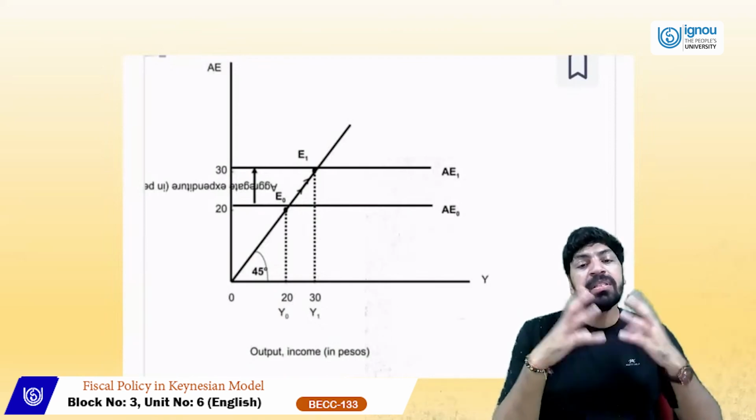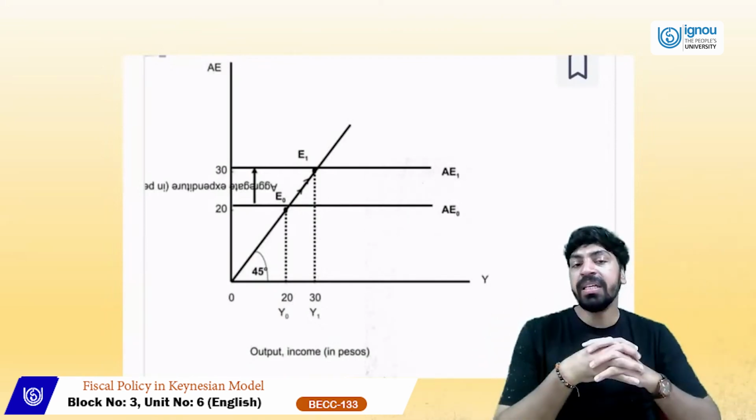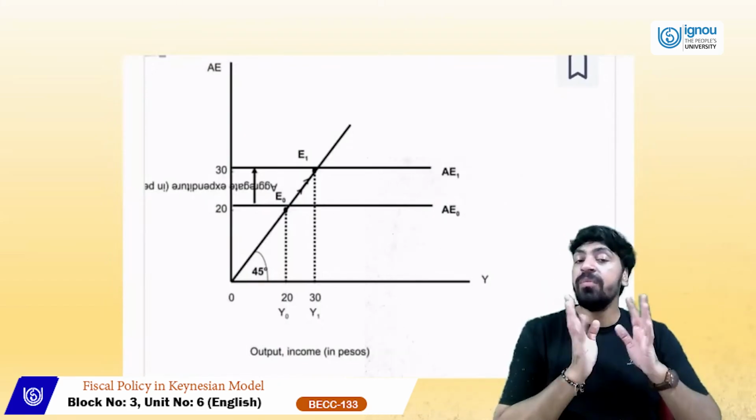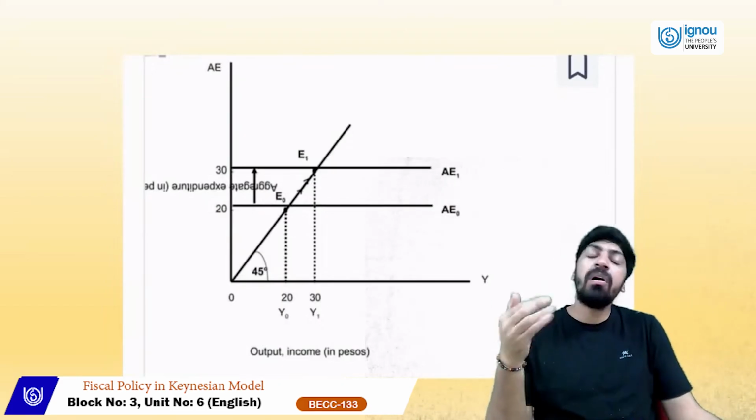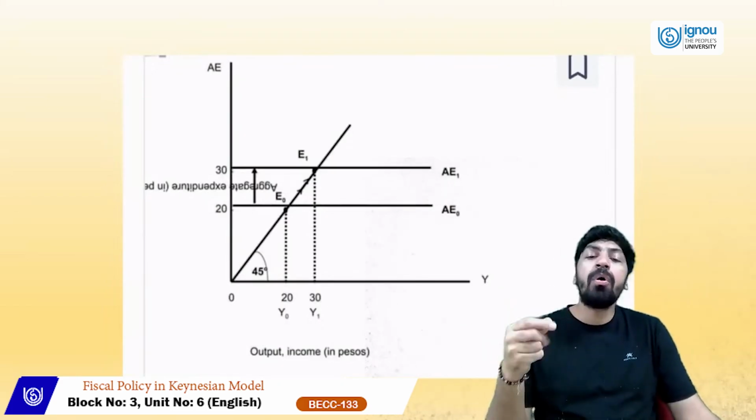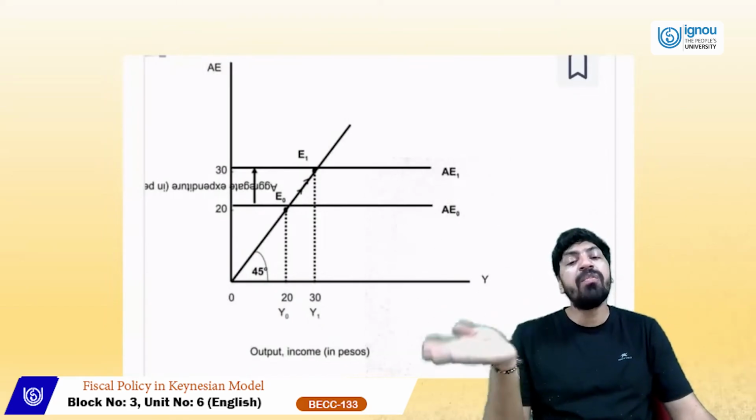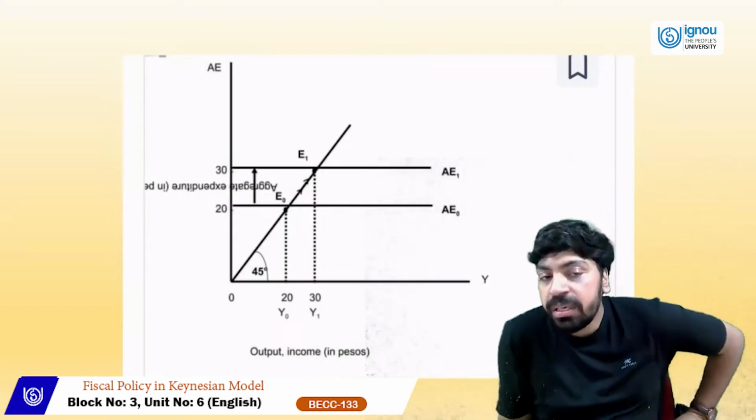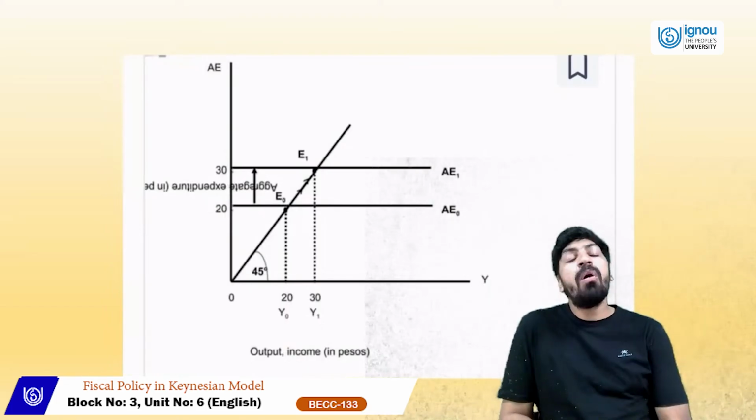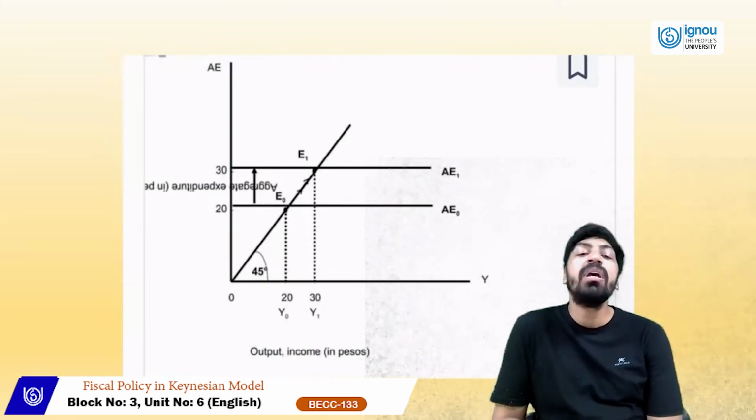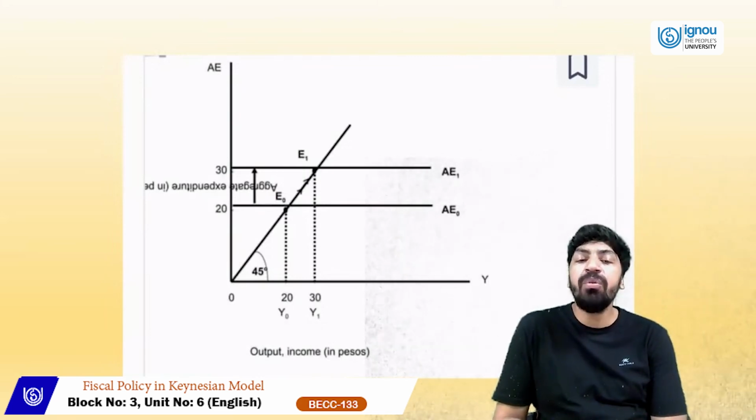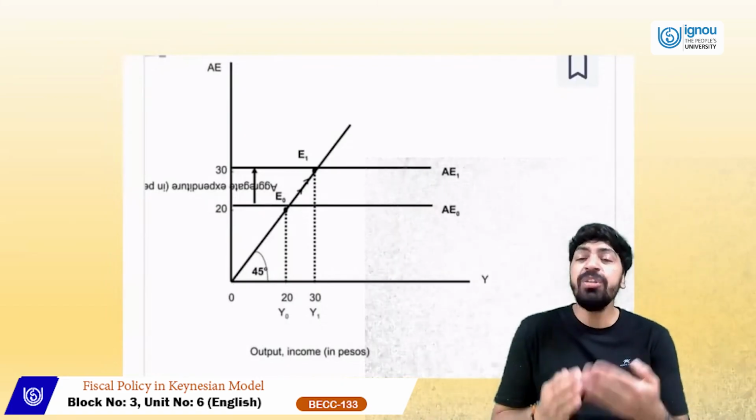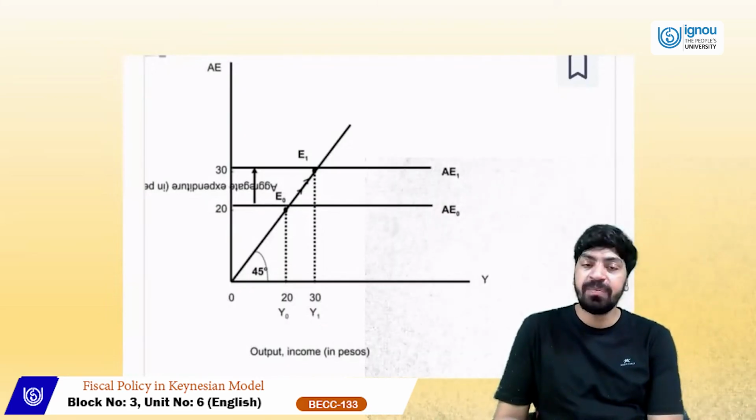What would be the result of this increase of expenditure? The output will also increase as the equilibrium point shifts upward. So the actual output or income will also increase from 20 to 30 units. If the expenditure increases from 20 to 30 rupees, then the actual output will also increase from Y0 to Y1. That means 20 to 30 units, due to an increase in aggregate expenditure.